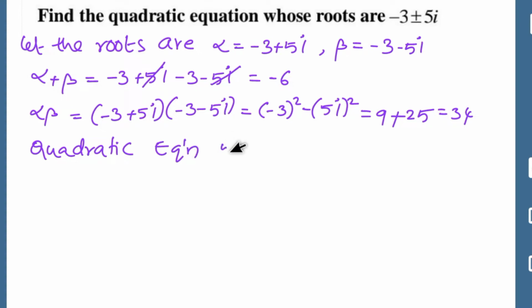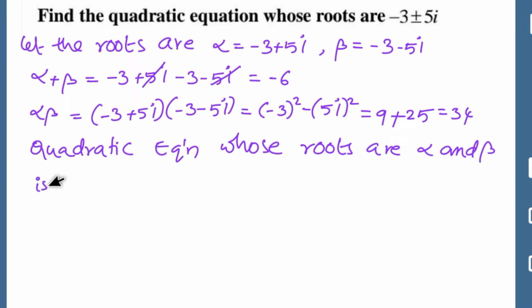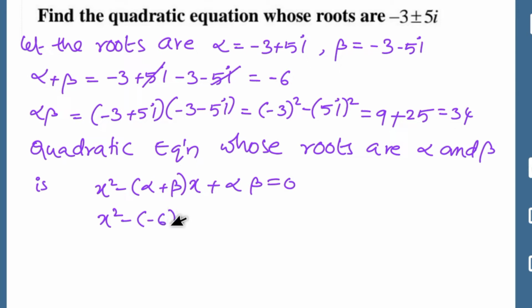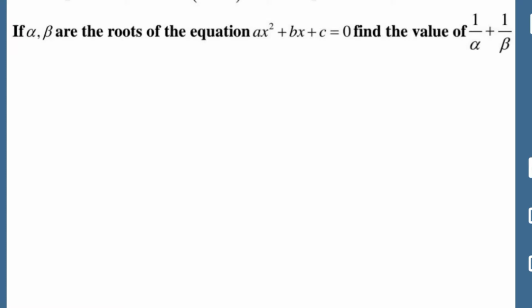So here the quadratic equation whose roots are alpha and beta is x square minus sum of the roots into x plus product of the roots equals to 0. x square minus sum of the roots, minus 6, x, product of the roots 34 equals to 0. So x square minus into minus plus 6x plus 34 equals to 0. This is the answer.